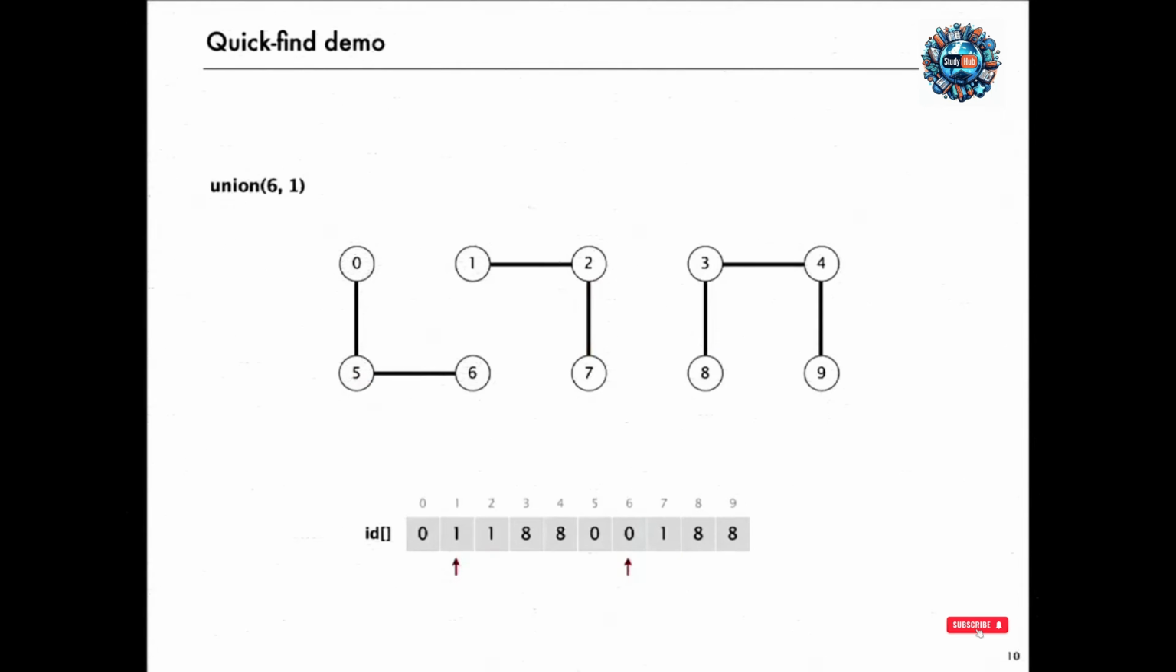And union 6 and 1, so now there are 3 entries that have to get changed. All those zeros have to get changed to 1s. That's a quick demo of quick find. Now next we'll look at the code for implementing that.